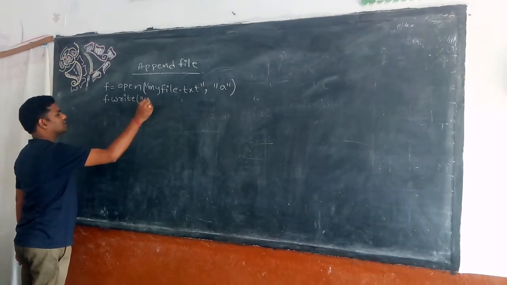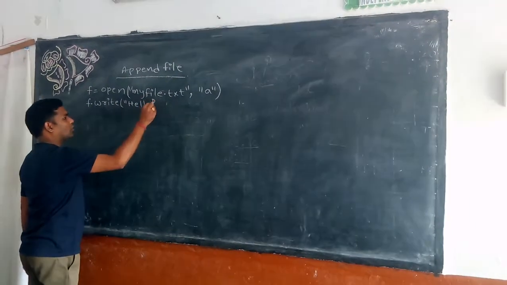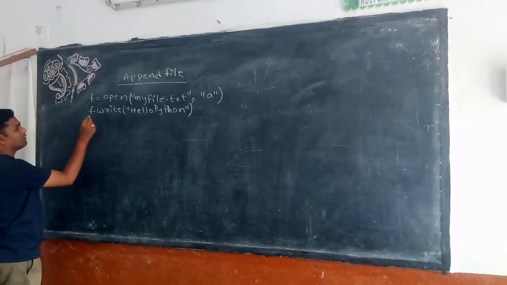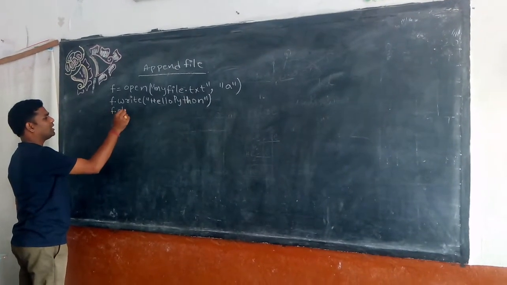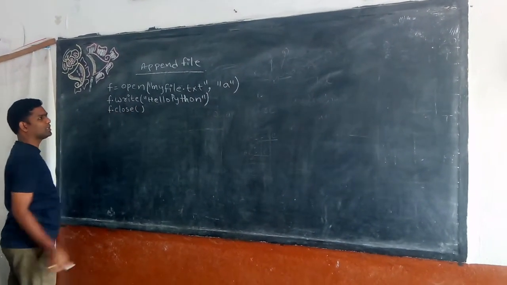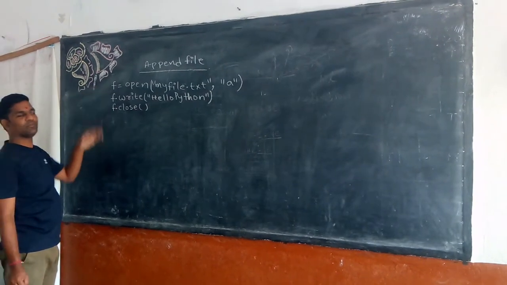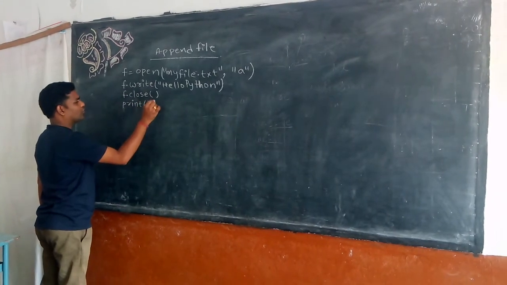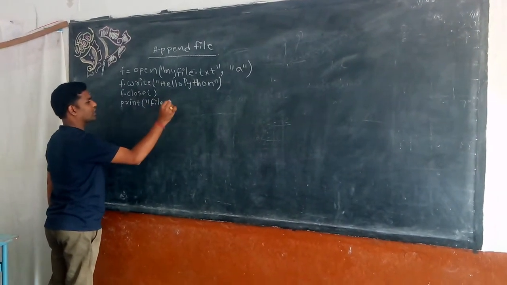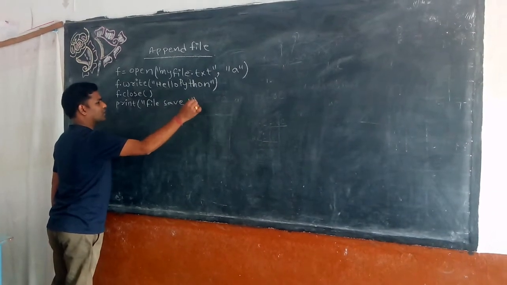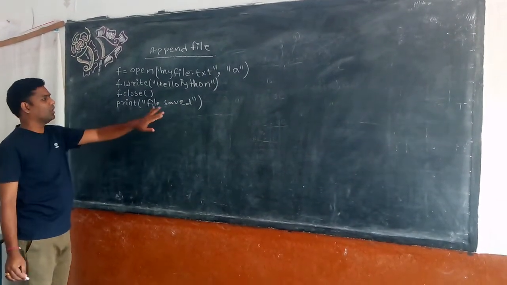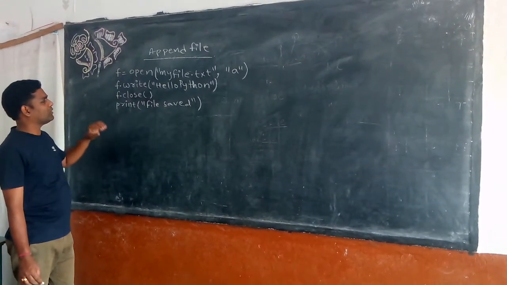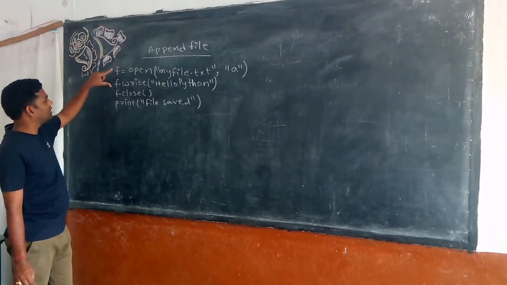I will write the content as hello Python. And after writing this content, I want to close this file by using f.close. And after executing all these statements, I need to give a print statement for confirmation, stating print file save. So I say file save. So any print statement, it's not compulsory. It's an optional print statement. However, our file writing part will be done in these 3 statements.